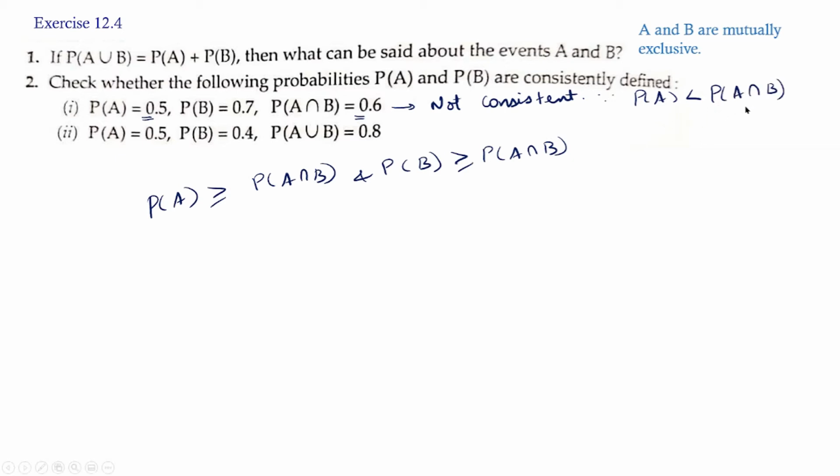Now the next subdivision: P of A equal to 0.5, P of B equal to 0.4 and P of A union B equal to 0.8. Now this is consistent because P of A union B should be more than P of A and P of A union B should be more than P of B. So it is consistent.